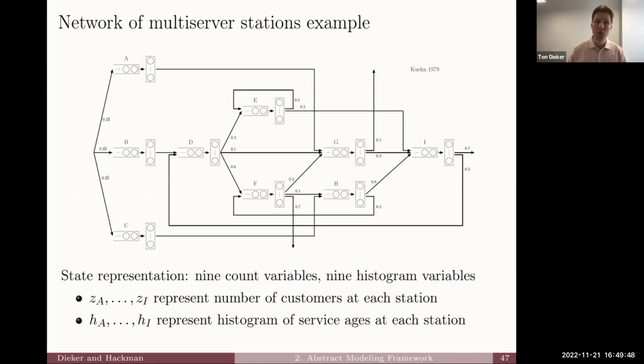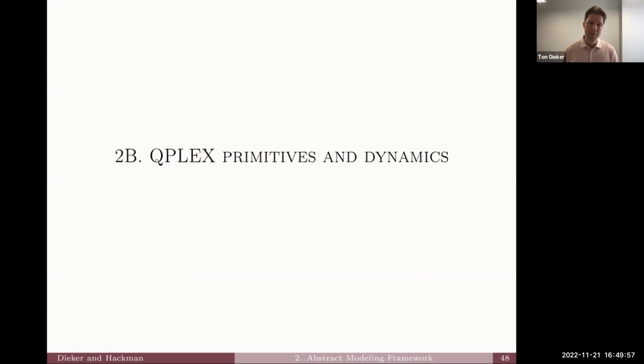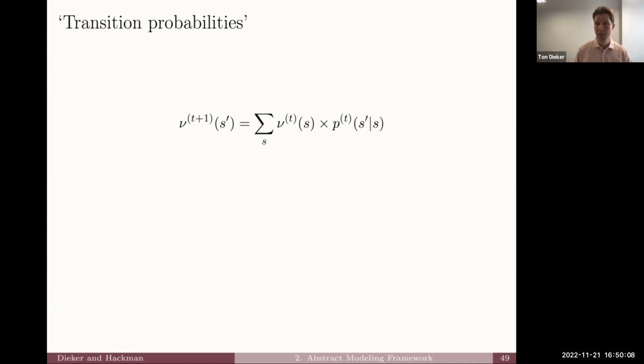In the network of multi-server stations, the state representation has 9 count variables and 9 histogram variables. Okay, now let's talk about the primitives and how they are used to define the dynamics. We all teach this formula in our classes. How do you update the distribution of the state given the transition probabilities? For instance, for a Markov chain.